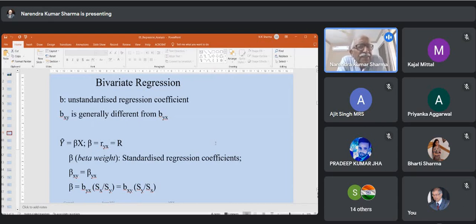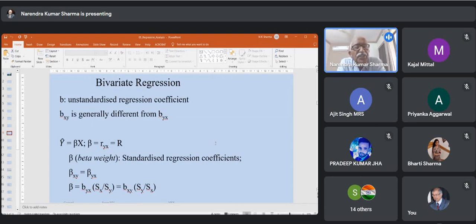So you can look at these equations: y hat is equal to beta x. Here I have written the equation in the standardized form. In the standardized form there is no intercept. I'll make it clear when I do the analysis. We'll see that the intercept in a standardized regression equation is 0, and why it is 0, we'll look at clearly in the data analysis.